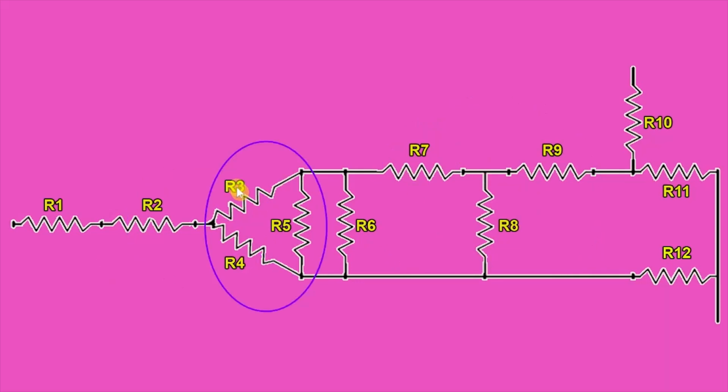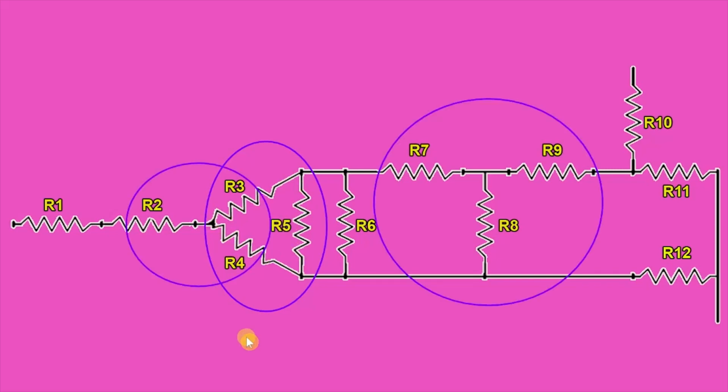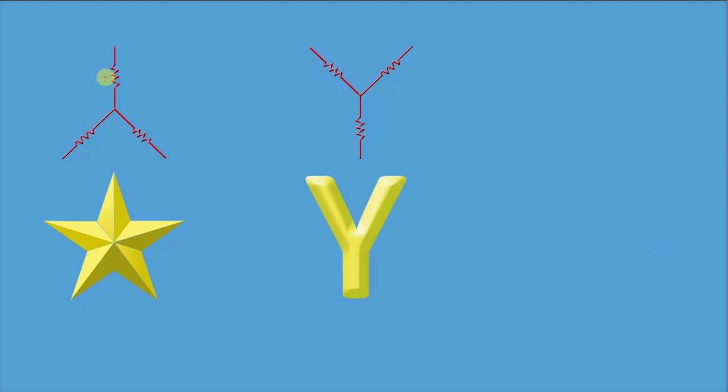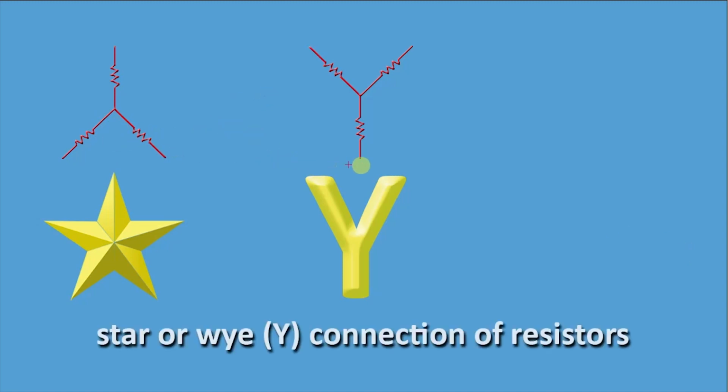See here, R3, R4 and R5 are connected in such a way that it seems to be like a triangle. So in this class, we will study about this type of connections which are coming to a common point, and also this connection where 3 resistances are forming a triangle. In this connection, the 3 resistances coming to this junction seems to be like a star, or if it is drawn like this, it is in the shape of a Y. So this type of connection of resistances coming to a junction is called a star or Y connection of resistors.